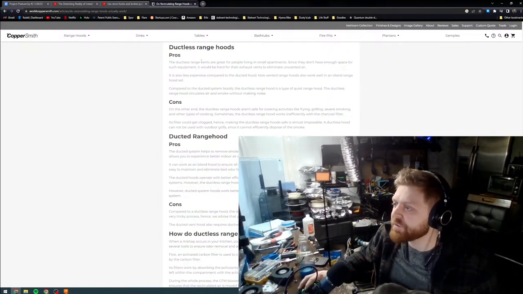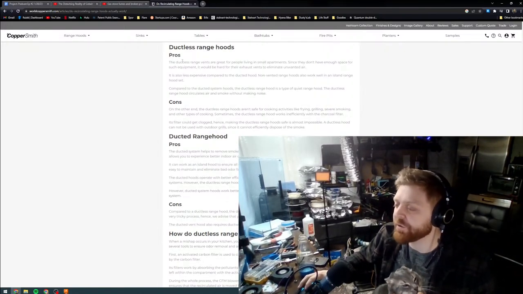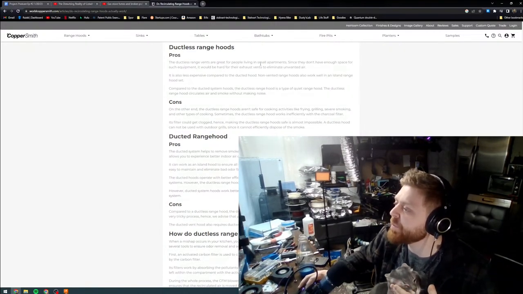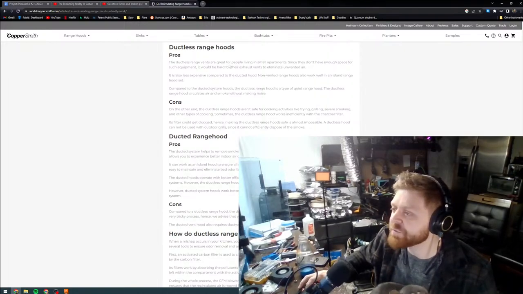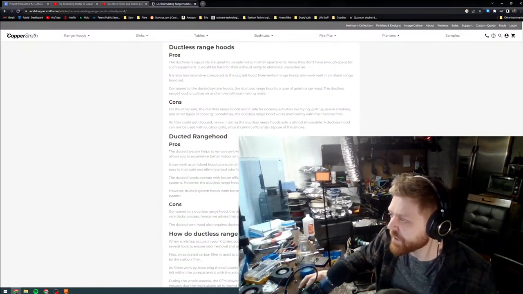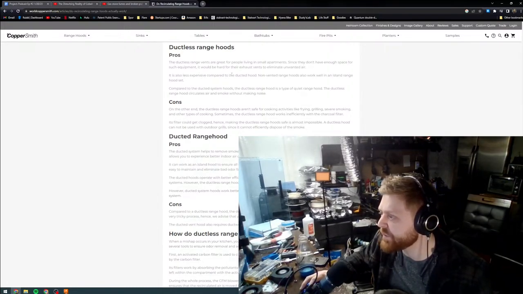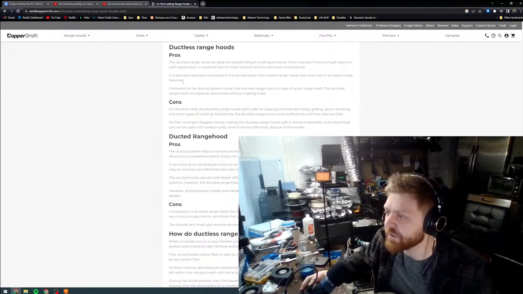The ductless range... All right, so ductless range hoods. That's really hard to say. Pros. The ductless range vents are great for people living in small apartments. Since they don't have enough space for such equipment, it would be hard for their exhaust vents to eliminate unwanted air. It is also less expensive compared to the ducted hood. Non-vented range hoods also work well in an island range hood set.